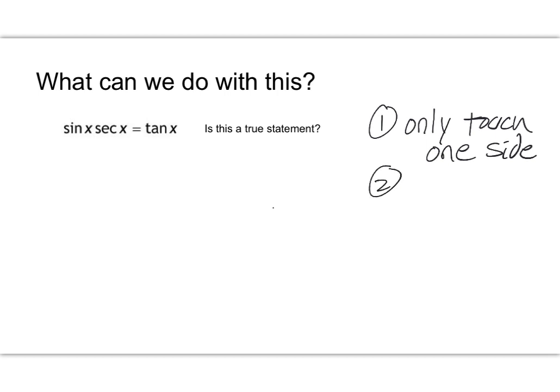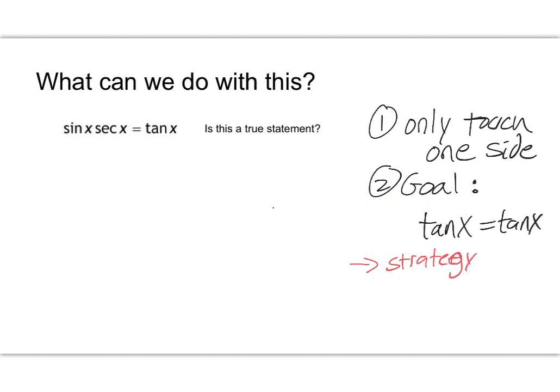The second thing is our goal. Our goal is to have our last line of this be something like tangent of x is equal to tangent of x. To show that even though these things look different, they are possibly the same exact thing. And then I'm going to talk about our major strategy here. Strategy. There we go. I can spell.